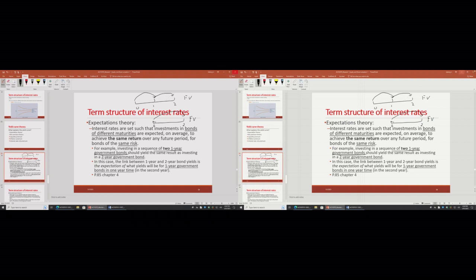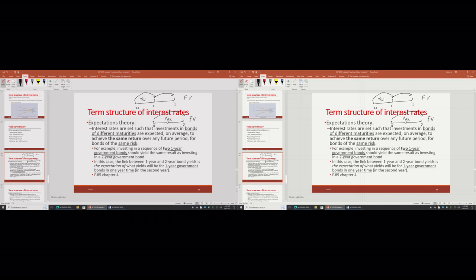Usually we use different notation to denote the return for different periods. For example, 0 to 1 is R01. It means that if you make an investment starting from time 0 with maturity 1, that is the annual return for that investment. And for this investment, we use R02. This investment starts from time 0 and ends in year 2, and R02 is still an annual return.